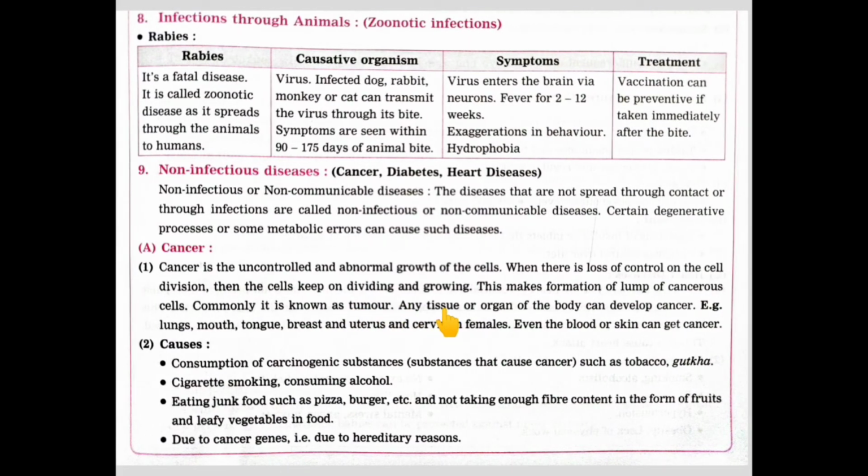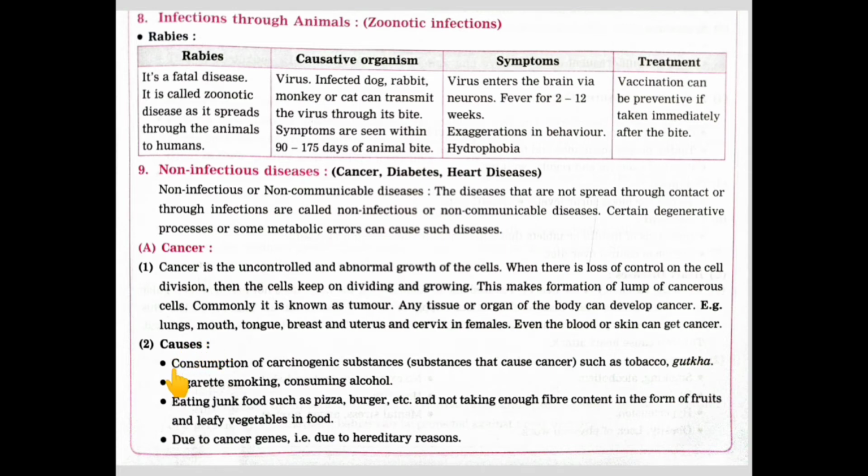Any tissue or organ of the body can develop cancer. That organ may be throat, blood, mouth, breast, uterus or cervix. Examples are lungs, mouth, tongue, breast, and uterus and cervix in females. Even the blood or skin can get cancer. So what are the types of cancer? Lung cancer, mouth cancer, tongue cancer, breast cancer, uterus cancer, cervix cancer, blood cancer and skin cancer.